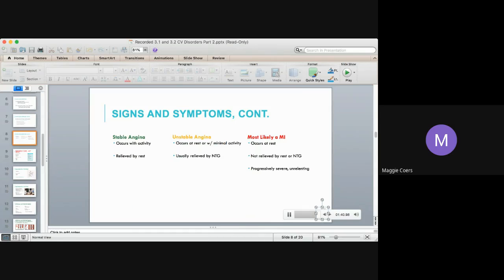If the patient, when we're asking them those questions from the previous slide, comes in presenting like this, it's probably not an MI. It's something more like stable angina or something else going on. MI pain, again, gets progressively worse. It does not go away with rest or with nitroglycerin.